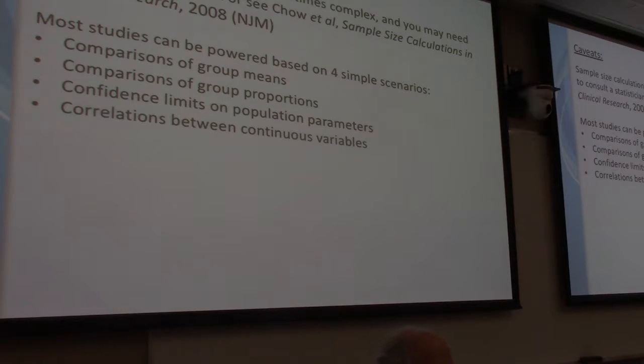Sometimes you need to consult a statistician or do some additional reading. Chow's book is very good. It's in the library, called Sample Size Calculations in Clinical Research, for more complicated designs. But for the most part, as we will see today, most studies can be powered based on 4 simple scenarios. You're comparing means between groups. Chris, what's the test we use to compare means?